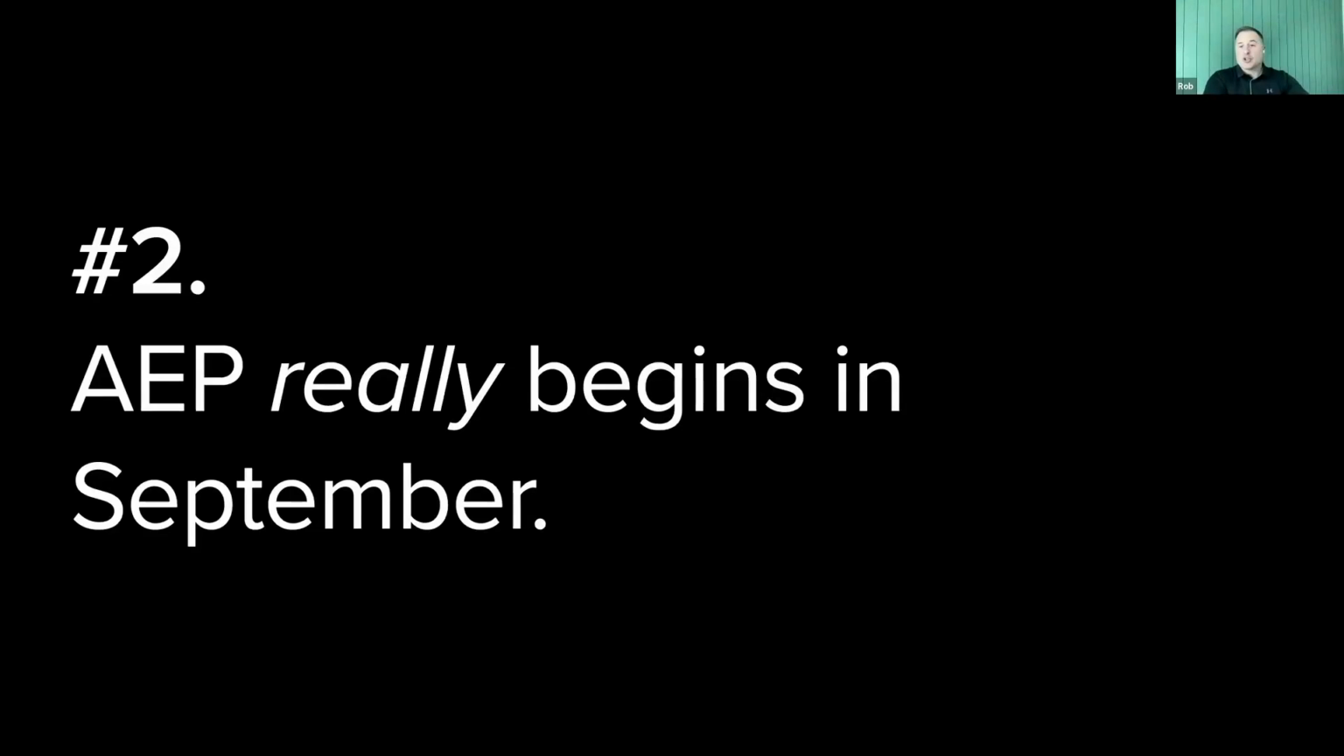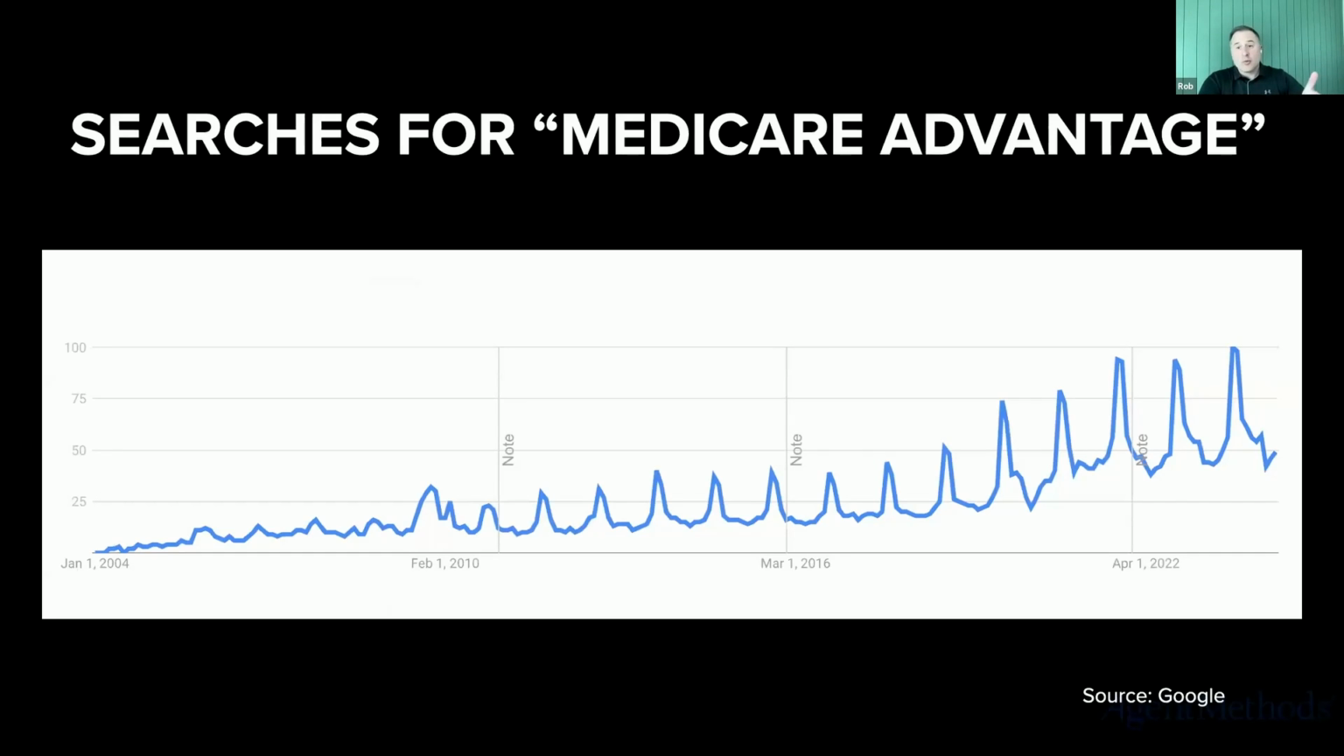Now, number two, AEP really begins in September. And what month is it? It's already September. We need to be aware of this because, like I said, as seniors go online, they're starting to do their own research before meeting with agents. As you can see here, since 2004, the last 20 years, we've seen a steady increase in overall searches when it comes to Medicare, especially Medicare Advantage.